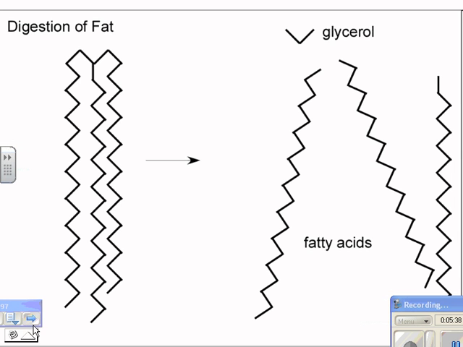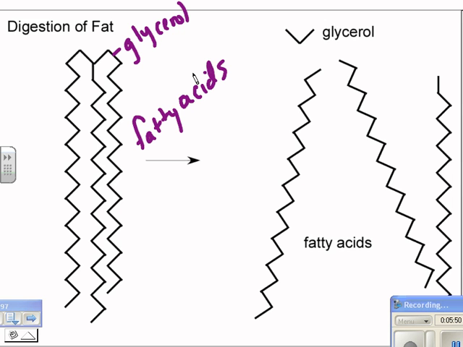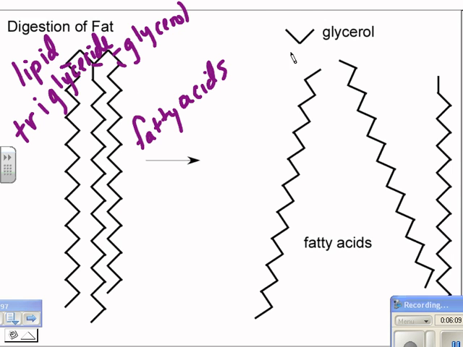Digestion of a fat is the same idea. Here's glycerol, and these are the 3 different fatty acids. Remember the vocab here, a fat is a lipid, right? And specifically a fat is a triglyceride. So a triglyceride is the same thing as a fat or an oil. And when you break it down, you're breaking the bonds here and here and here, and you get glycerol, one of those, and you get 3 fatty acids.